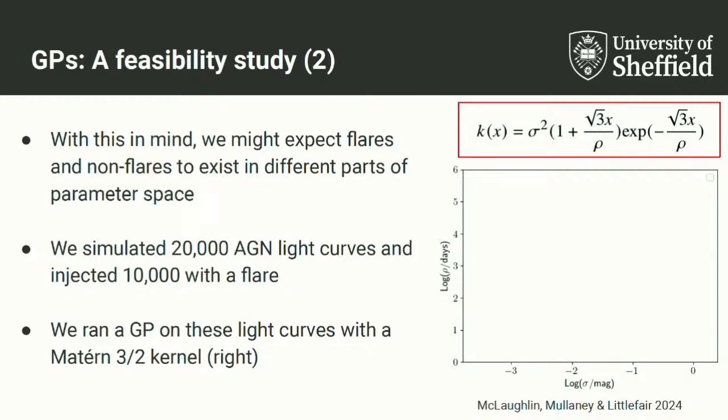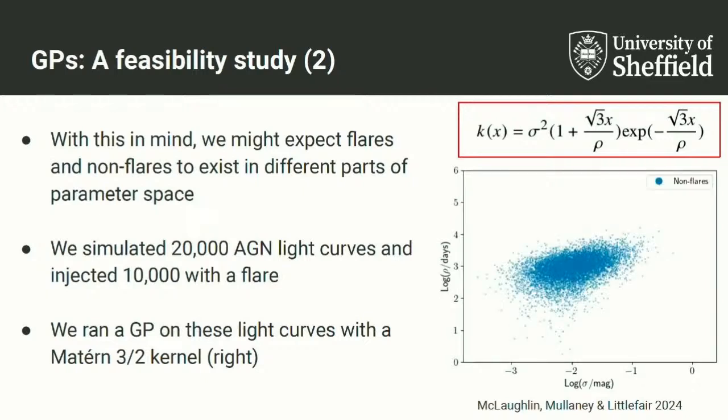I then ran a Gaussian process on these light curves with my variability kernel, and it returns for me the most likely parameters given my data. And so this is where the light curves with normal variability lie, and then this is where the simulated flares lie. So you can see the hyperparameters for flares in this case exist in different but partially overlapping regions of them. And this is good because then it means that we can now distinguish between them, albeit it will never be perfect because of the overlap.